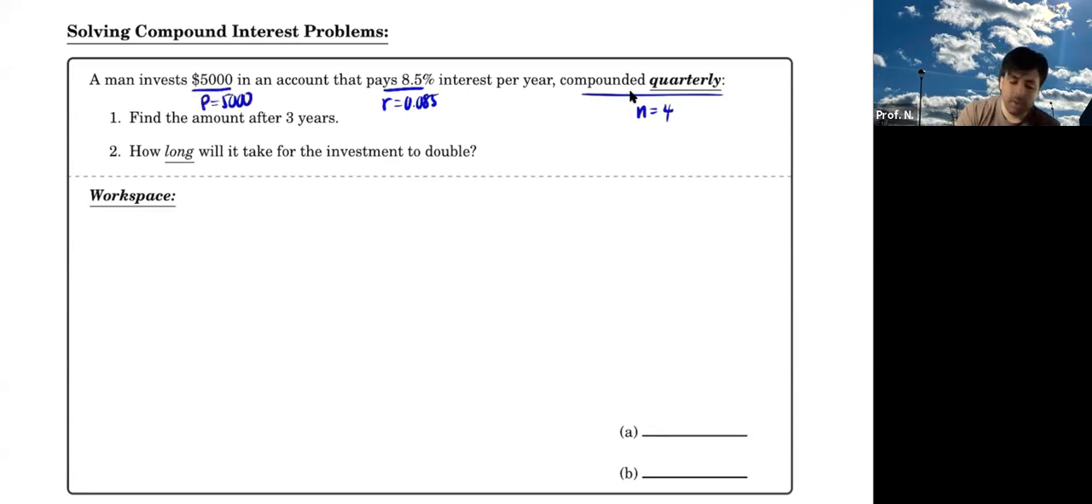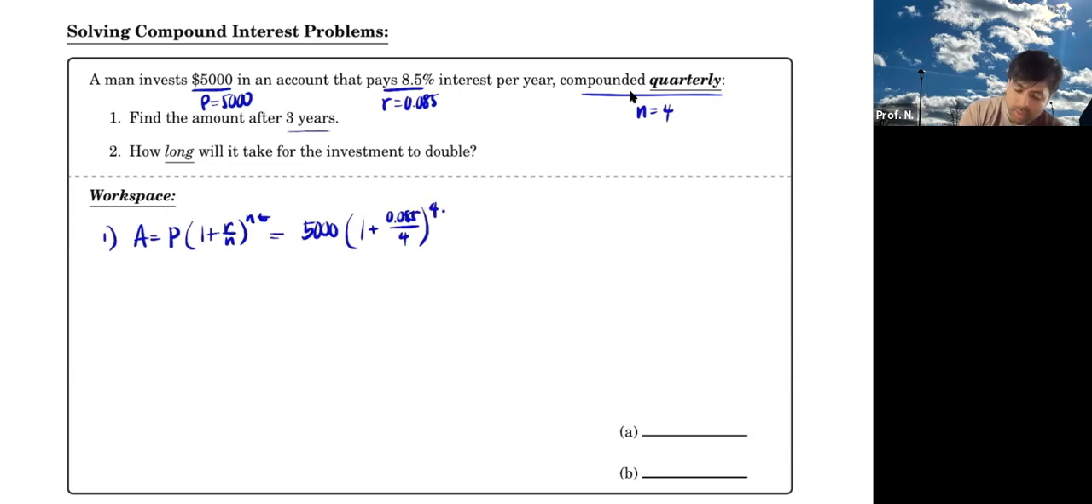We know this. So then what is part 1? A is what? P times (1 plus r over n) to the nt. So this is going to be 5,000 times (1 plus 0.085 over 4), and it's 3 years, so t equals 3. If you put this in your calculator, you get 5,000 multiplied by (1 plus 0.085 over 4), raised to the 12th power. I get 6,435.09. You can confirm what I got here, but this is what you get after 3 years. So part 1 is a simple compound interest problem.